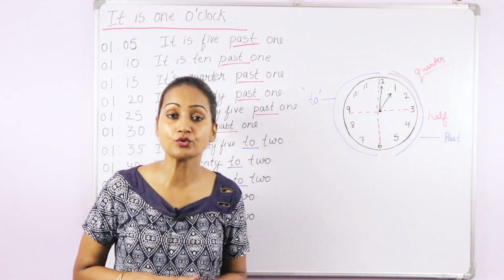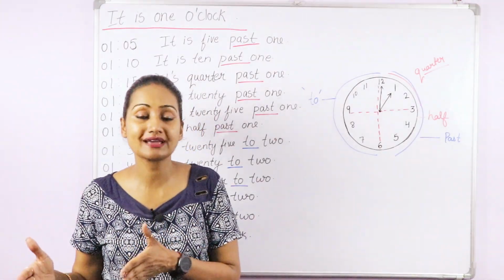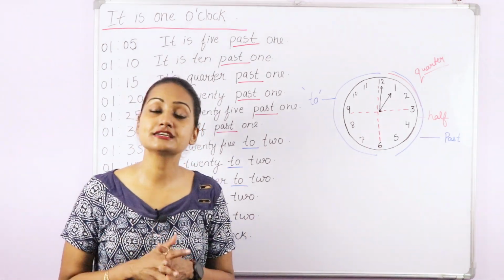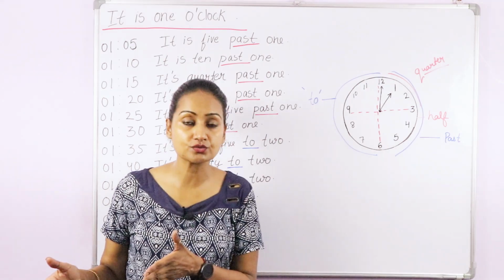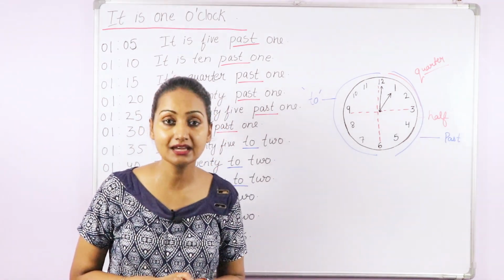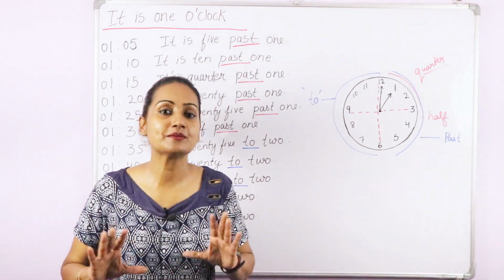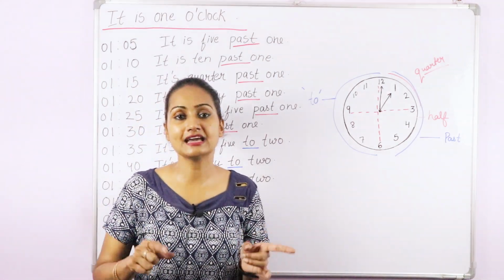Here I want to tell you some more things. If it's 12 o'clock at night, then you can call it midnight. And if it's 12 o'clock in the afternoon, then you can use midday or noon. Midday and noon both have the same meaning. That means 12 in the afternoon.